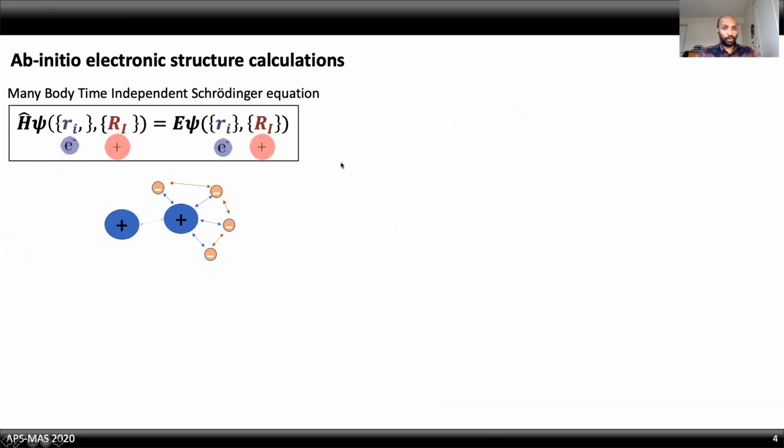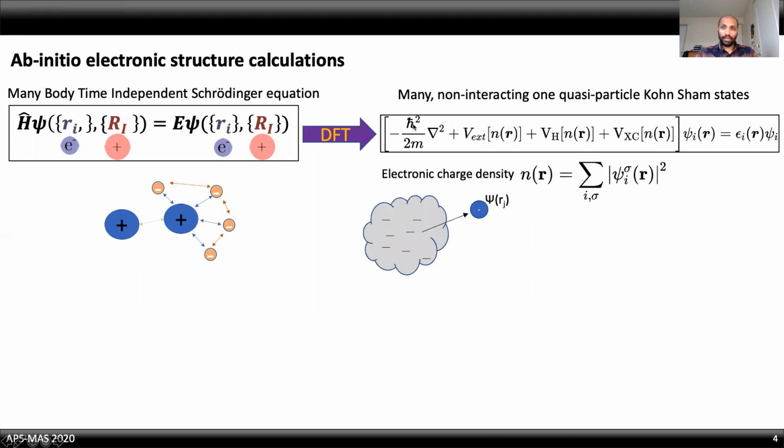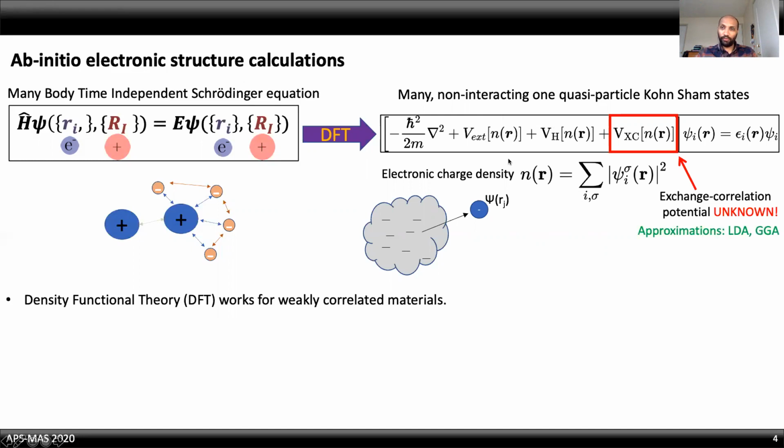The most popular way to do first principles electronic structure calculations is through a method known as density functional theory, which is basically an approximate solution to the many-body Schrodinger's equation. And in density functional theory, we use approximations to treat the correlations. Now, DFT works well for weakly correlated materials, but due to the fact that we are using an approximate term to compensate for the electron correlations, it fails for correlated materials.